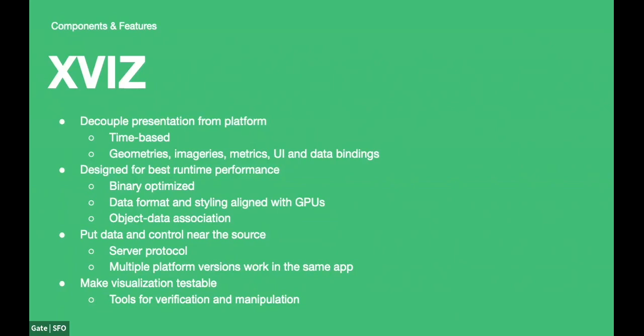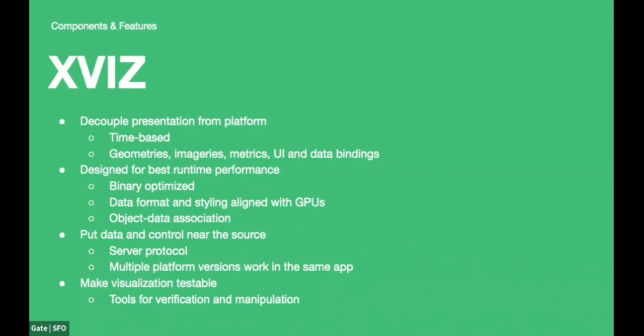Compared to widely used robotics formats such as ROS, XVIS decouples presentation from platform. Like a video recording, you can randomly seek and understand the state of the world at any time. The visualization layer can work across versions when new hardware and software components are continuously deployed. XVIS is optimized for efficient transfer over the network. The encoding of data is aligned with what the GPU expects for 3D rendering so that we can minimize the client-side burden of data processing.